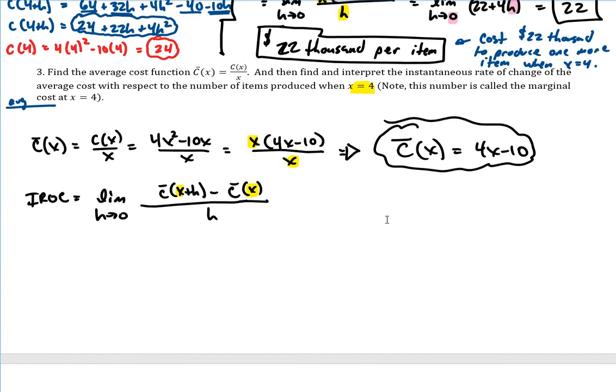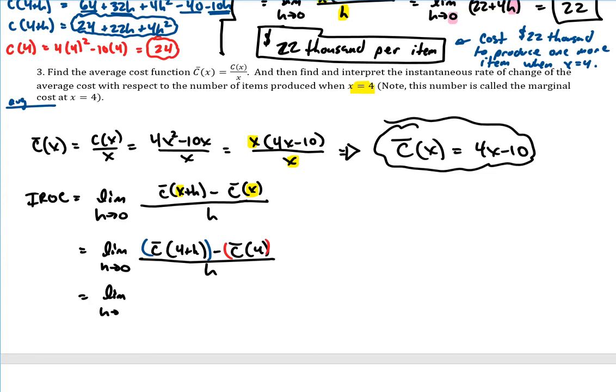So this limit becomes, let's go ahead and do it vertical and save that other half. We'll have c bar of 4 plus h minus c bar of 4 over h. Okay, and then now let's plug those in. Instead of breaking it to the side with scratch work, let's just plug it in and see if you like this more.